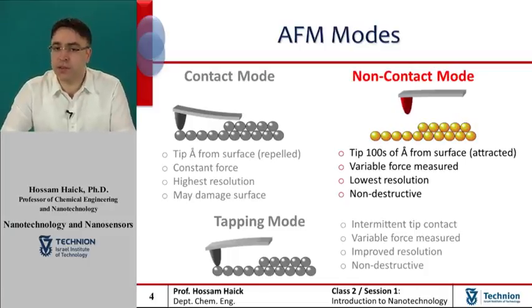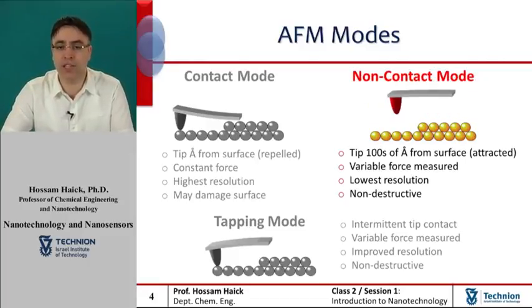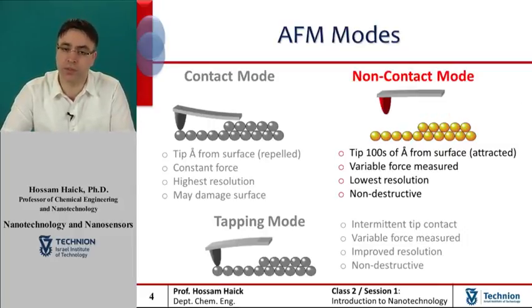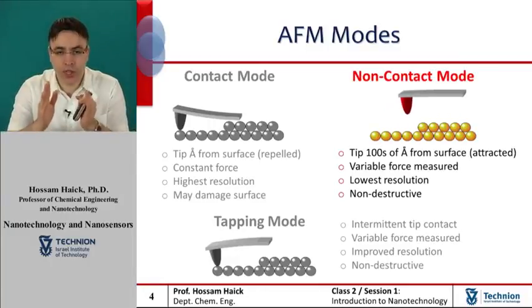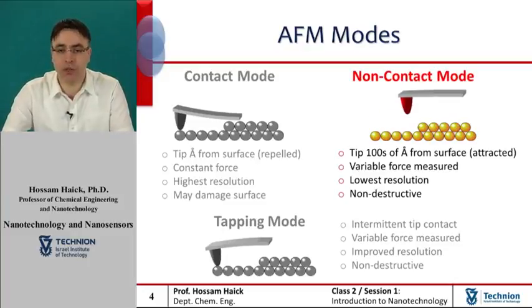This decrease in resonance frequency, combined with the feedback loop system, maintains a constant oscillation amplitude or frequency by adjusting the average tip to the surface distance. Measuring the tip to sample distance at each x and y coordinate point allows the scanning software to construct the topographic image of the sample surface.